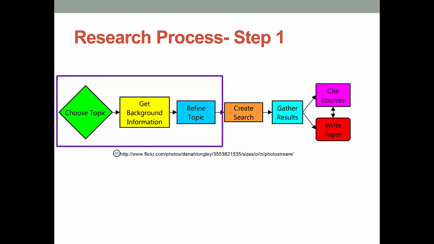There is a process. And just like having a map can keep you from getting lost on your way to someplace new, following these steps can help keep you on track with your research. We're going to focus on just the first three steps this week: choosing a topic, getting background information, and refining your topic. We'll cover everything except writing the paper throughout the rest of this semester.